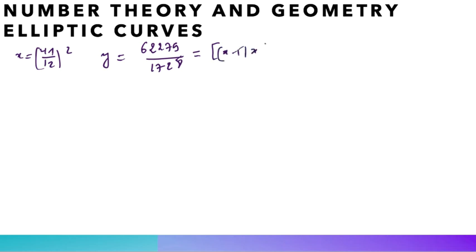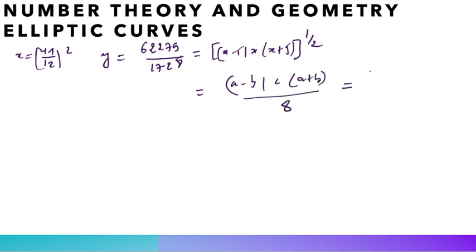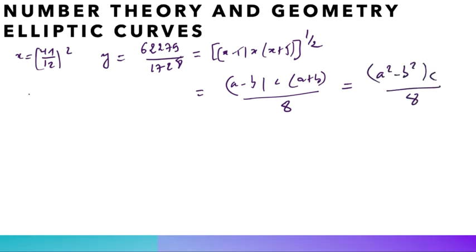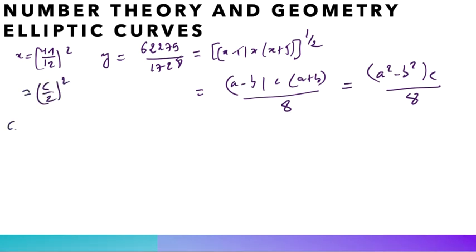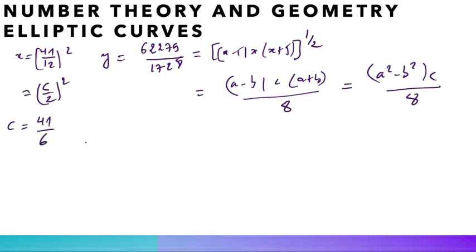Now because everything is positive, this is actually equal to the square root of x minus 5 times x plus 5. So it is power 1/2, which is equal to a minus b times c times a plus b all divided by 8. This is actually also equal to a squared minus b squared all times c divided by 8. Now because x is equal to c divided by 2 all squared, one gets that c is equal to 41 divided by 6. Now if you plug the value of c here and do the math, one easily gets that a squared minus b squared is equal to 1519 divided by 36.